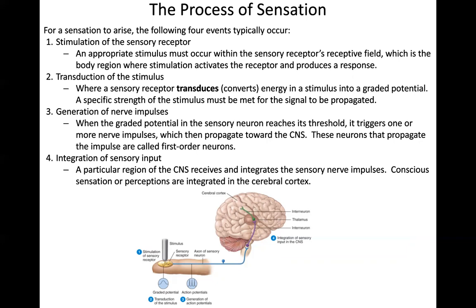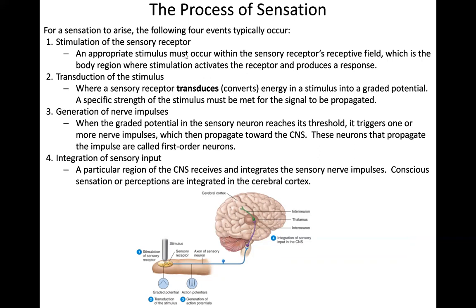All right, there are 4 steps involved with the sensation response. So for a sensation to arise, the 4 following events typically have to occur. This is just an easy stimulus, looks like maybe the back of a pen pushing in on the finger, and that's going to stimulate receptors down there in the finger. And so that's number 1, stimulation of sensory receptors.